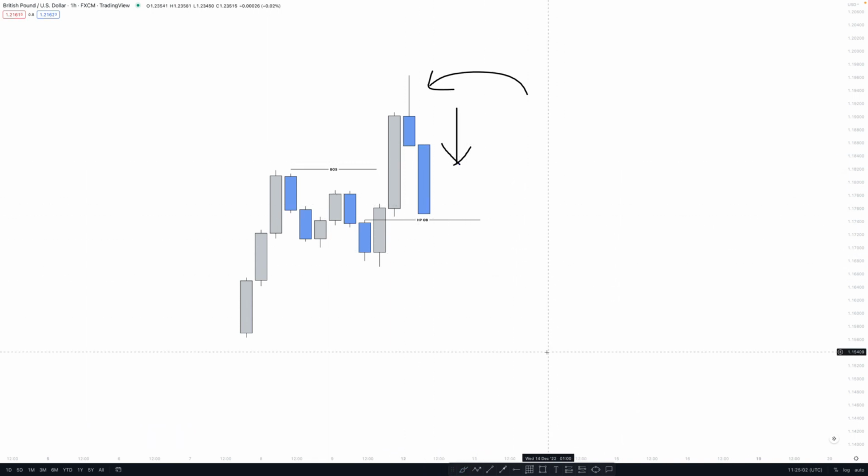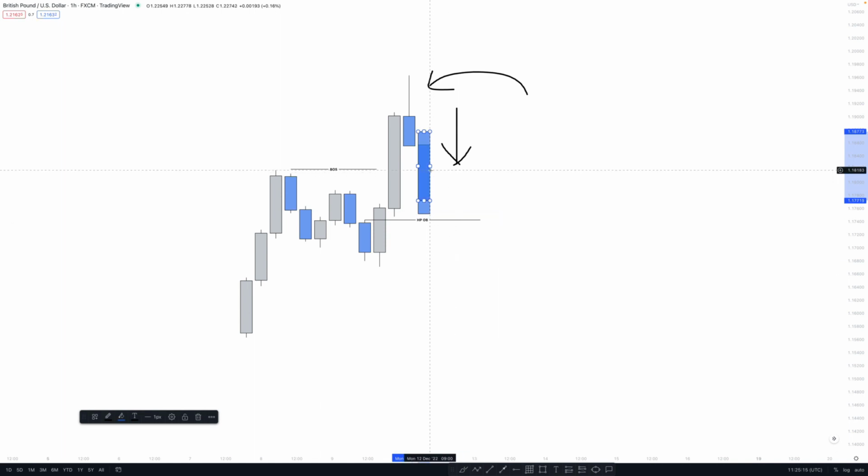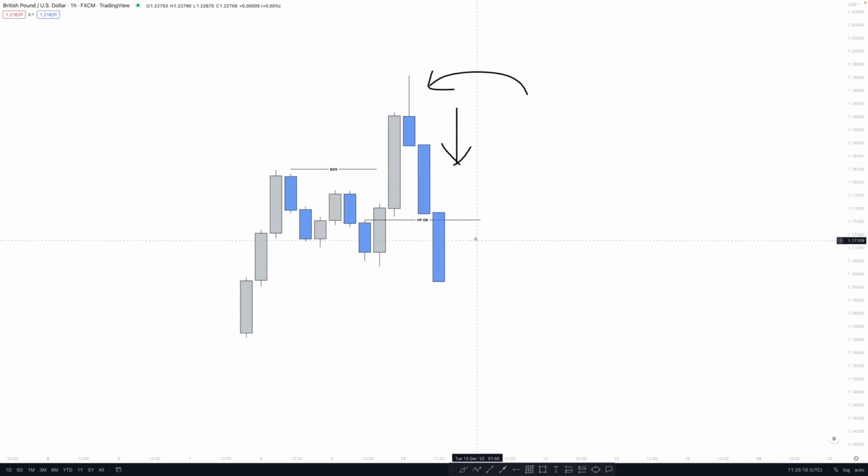So we know that going against the momentum is considered risky. If you go against momentum, price can easily hit your stop loss and just melt down through that order block. And you're going to be left wondering, why did I take the trade?